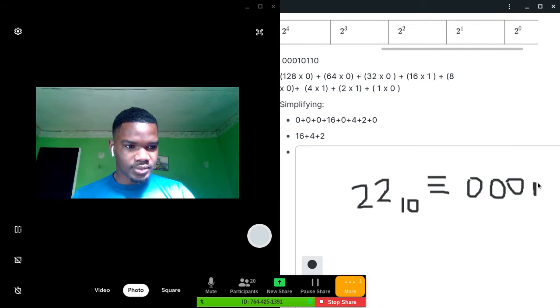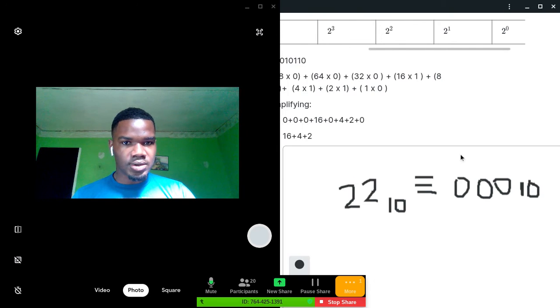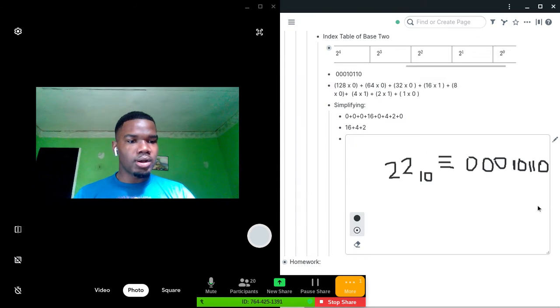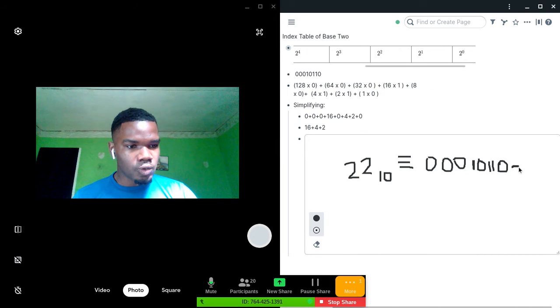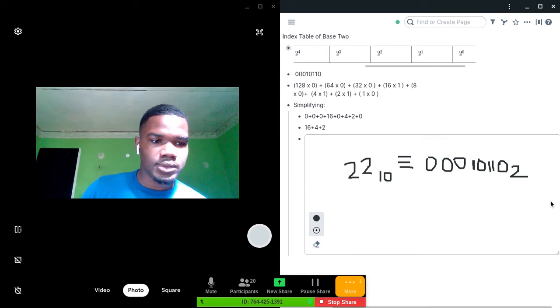So I hope everybody got this. This is just brief revision. 1, 0, 1, 1, 0. So this is the homework. Everybody understand? But when you write this number that is base 2, guess what you should do? You should also put a 2 right below it there. Everybody with me?